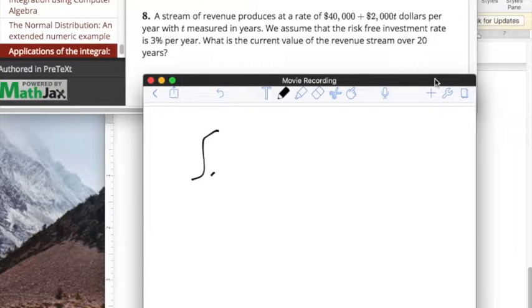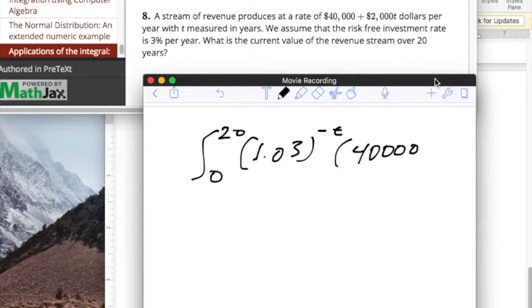I've been told I'm going to do 20 years, so I'm going from 0 to 20. I'm told my risk-free investment rate is 3% per year. I'm going to assume, first of all, that that's an annual rate. And so I've got 1.03 to the minus t, that's my discounting function, times 40,000 plus 2,000 t dt. That's a straightforward integral to set up. It's not such an easy integral to do. We either have to use Riemann sums or Wolfram Alpha or something that will do CAS.